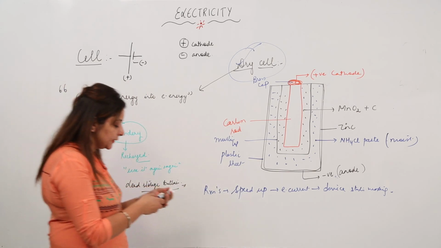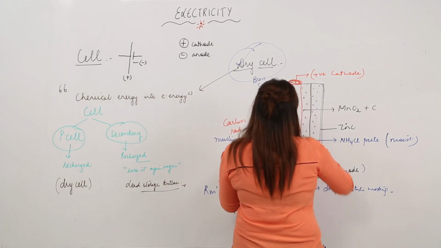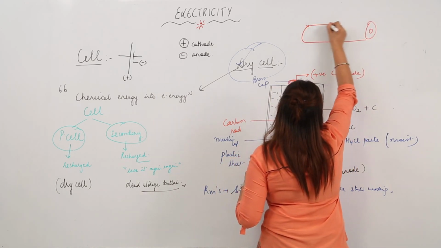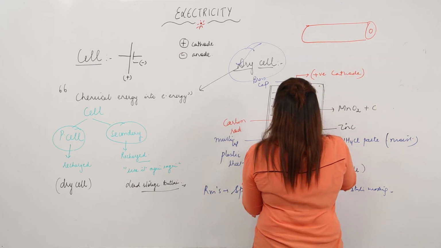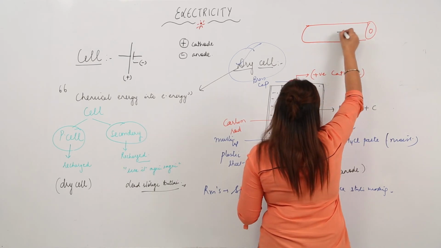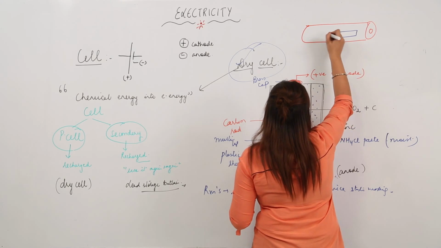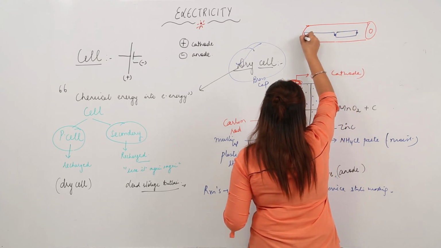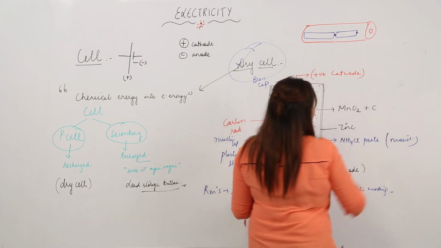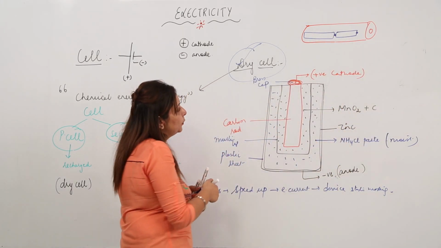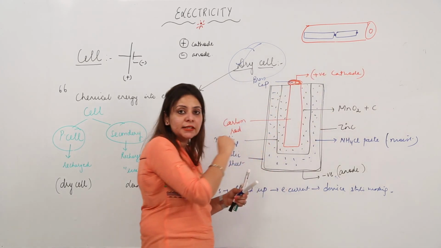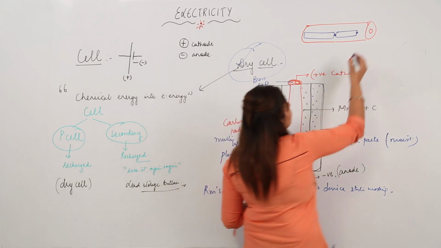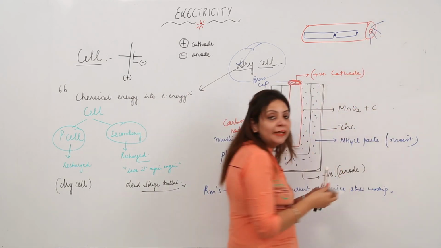Now, how does it work? Suppose I have a torch, and here is a bulb. You place one cell like this. There is a place to attach one cell, and then there is a brass cap here, and this is the other cell. When you attach these two cells, their brass caps get connected, the circuit gets complete, and then the flow of current takes place, and therefore the torch gets lighted up.